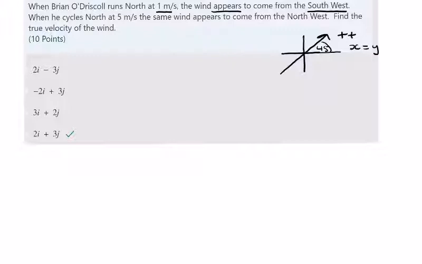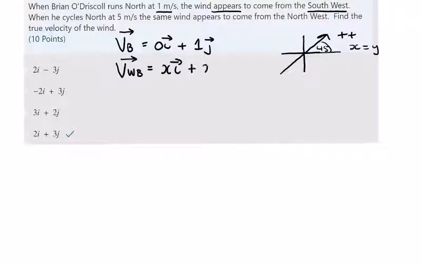So let's write out our velocities. The velocity of Brian is equal to 0i plus 1 in the j direction. The velocity of the wind relative to Brian is equal to, because of the 45-degree angle, I'm going to call both of these variables x, so xi plus xj.